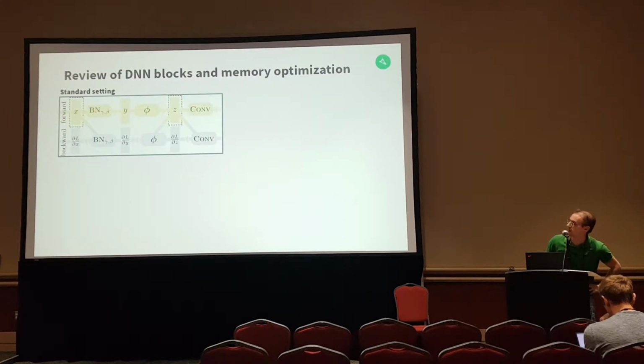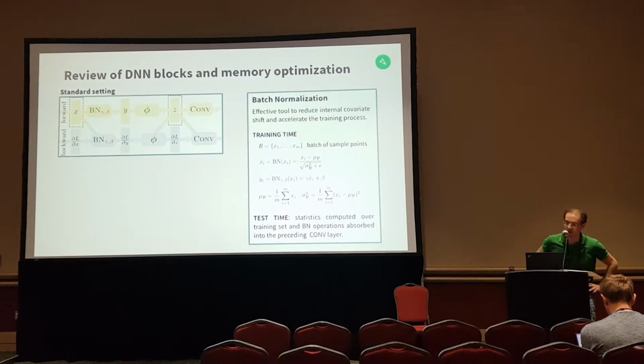You can see here a standard setting where you have a BatchNorm, activation function, convolution, and the dashed blocks on the top is what you need to store for computing the gradients when you go in the backward pass. The blue part is the backward pass, and the green part is the forward pass. I skipped the introduction of BatchNorm, but as you all know, basically you make a whitening of your input based on statistics, so mean and variance, estimated from the mini batch. And then you have a linear operation to recover the loss of representation power.